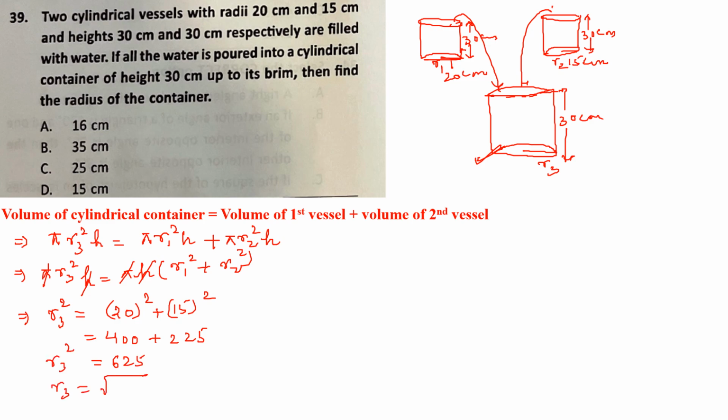It means the radius is the root of 625, and we know it is the square of 25. So the answer is 25 centimeter. C option.